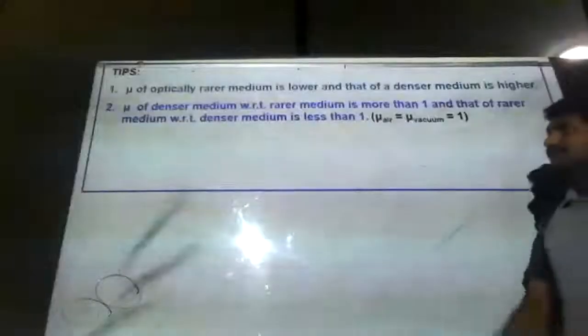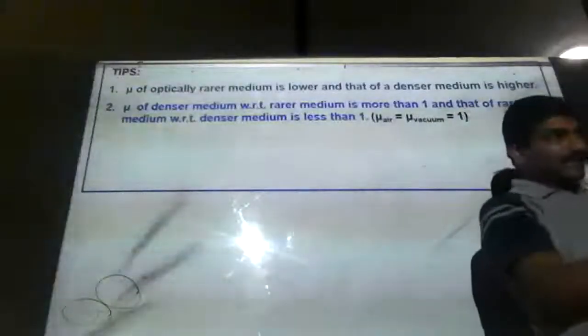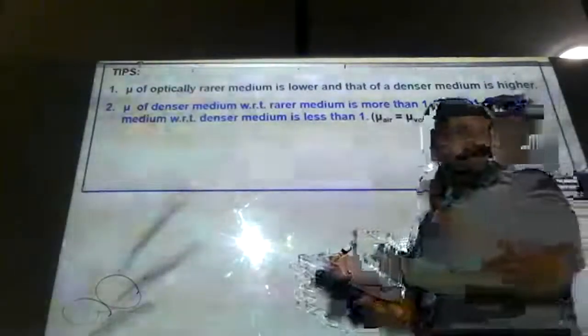After the laws of refraction, there are some important tips in refraction. What are the important tips which make the difference in refraction? First, as I said, the mu of an optical medium. What is mu? Mu is the refractive index. Now, the denser medium will cause more bending with respect to the rarer medium. It means the refractive index is more for the denser medium than the rarer medium.